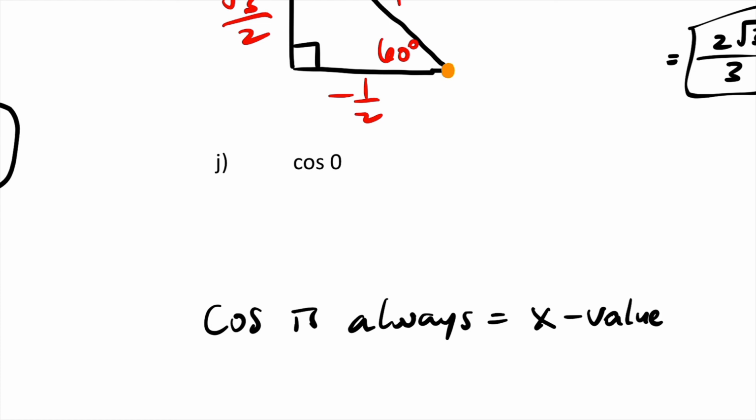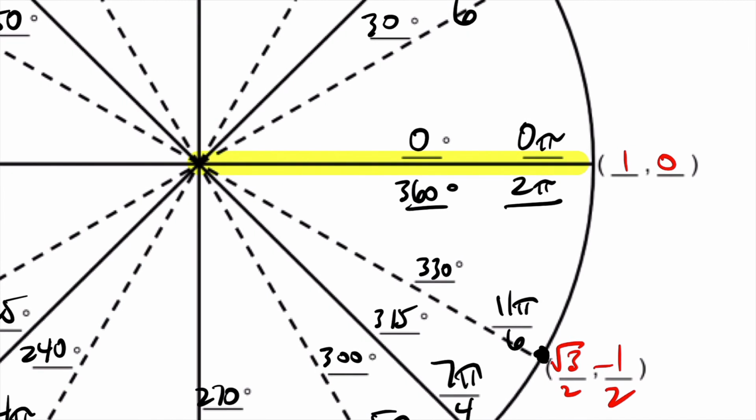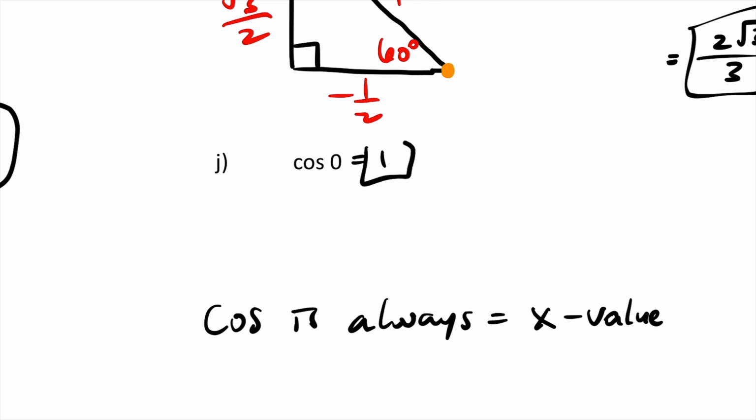So at 0, what is the x coordinate? 1. So what is cosine of 0? It's actually 1.